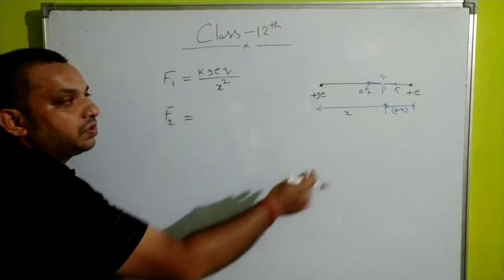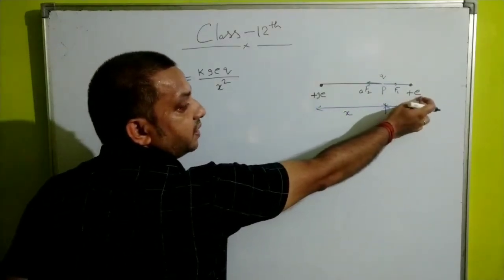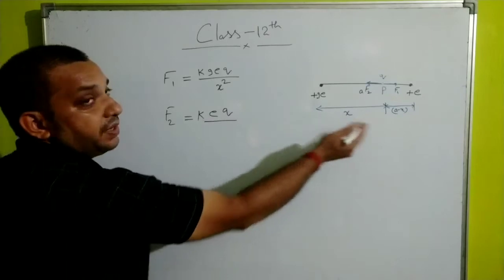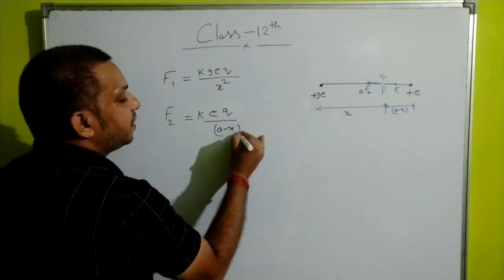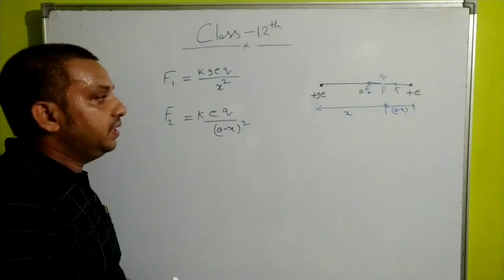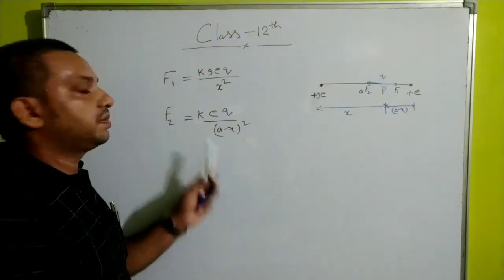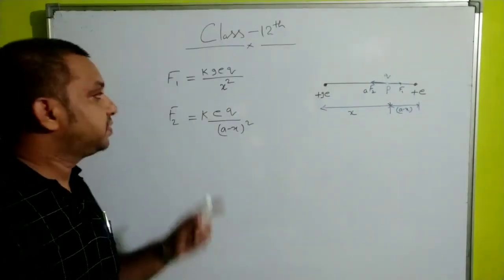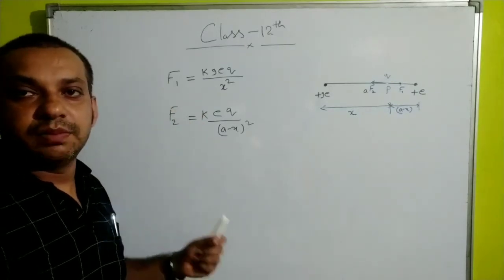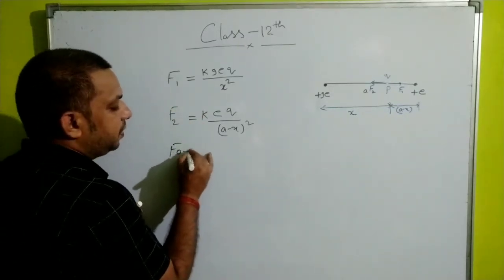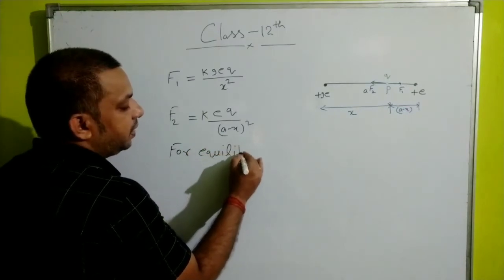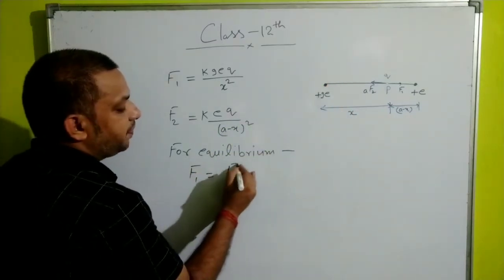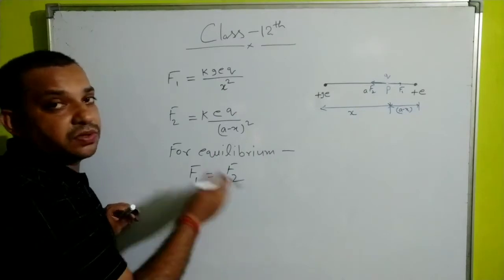And similarly, you will write the value of F2, which is the force acting between this E charge and Q charge. So that becomes K E into Q divided by the separation, which is a minus x whole square. Clear now? So here you are getting the expressions for F1 and F2. But for the equilibrium, these two forces F1 and F2 should be equal and opposite. So, for equilibrium of Q, F1 is equal to F2. Clear?